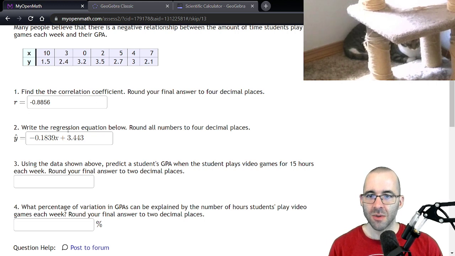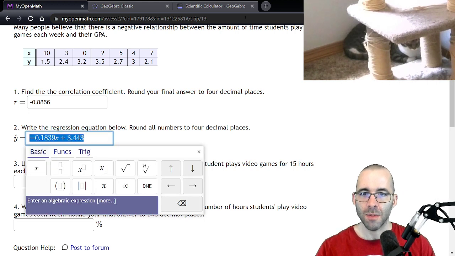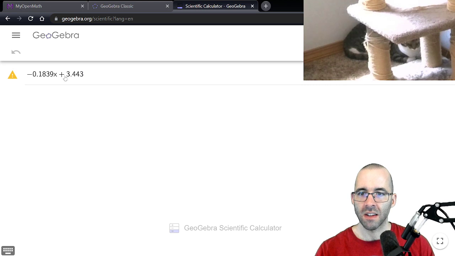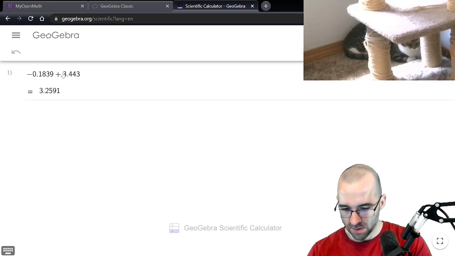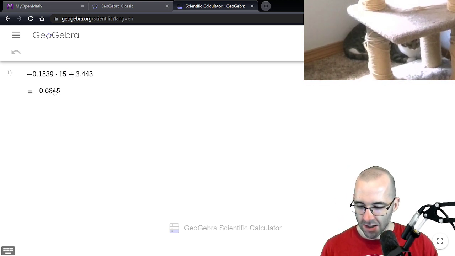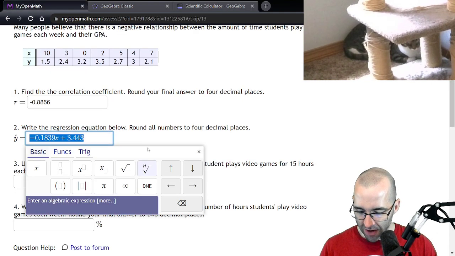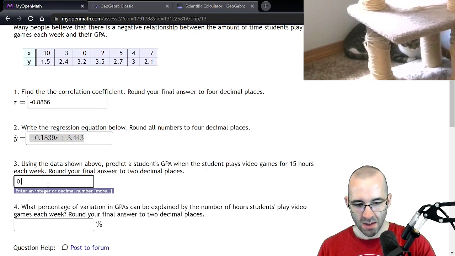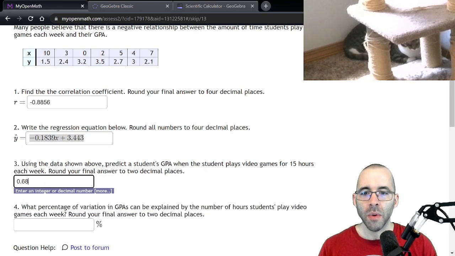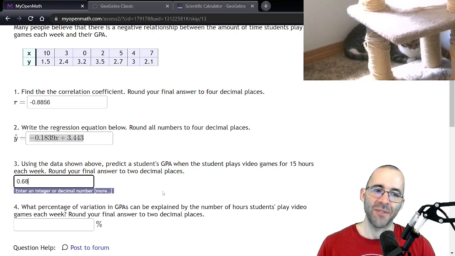For 15 hours, well, we just use this equation and type in 15. A GPA of 0.6845. But we want to round to 2 decimal places. Yeah, that's gonna be crap.